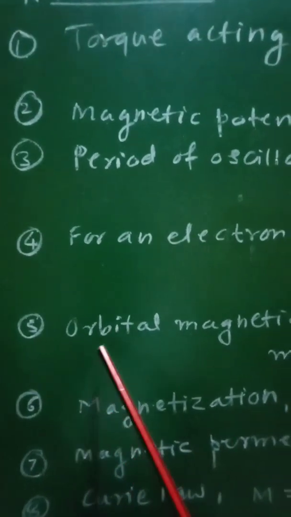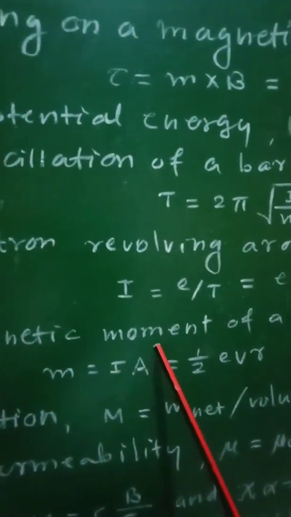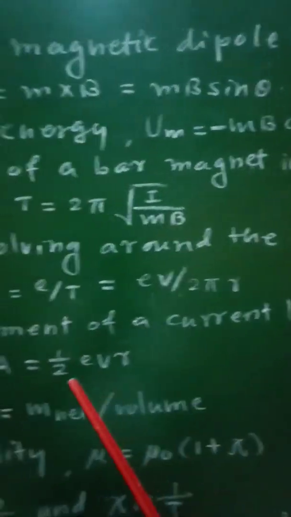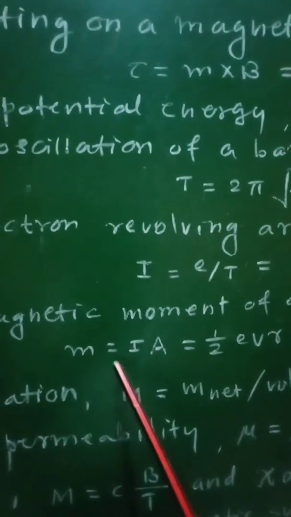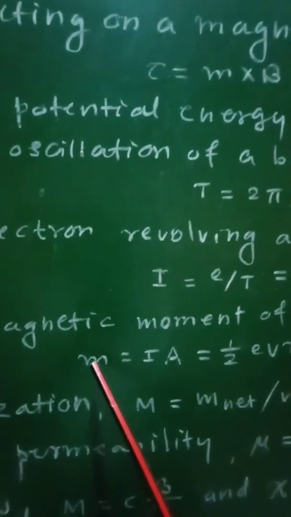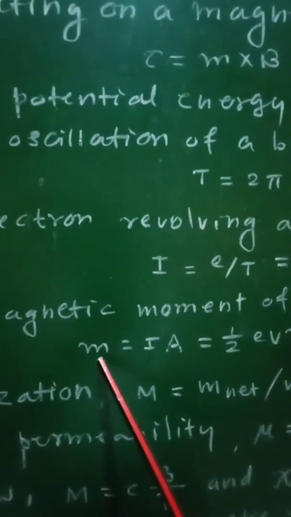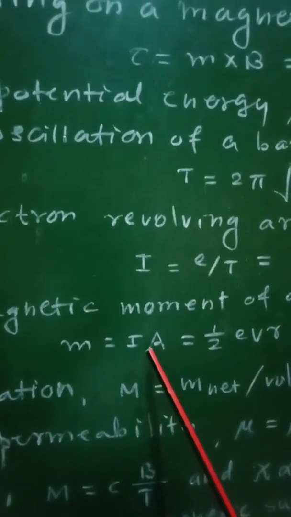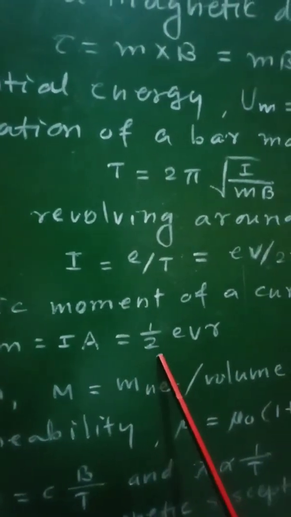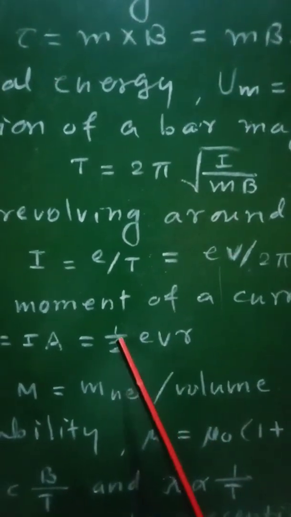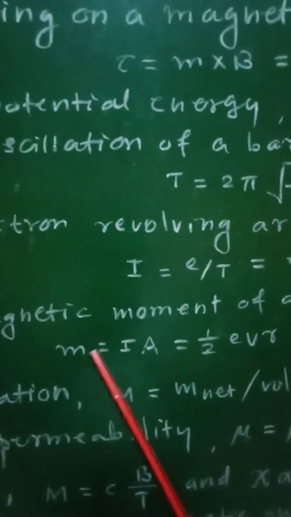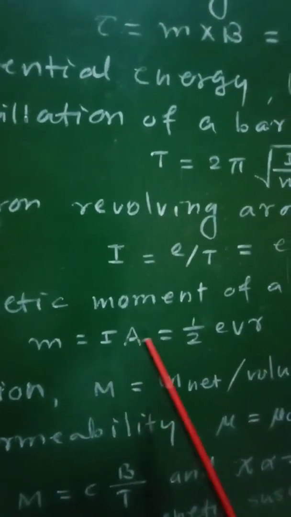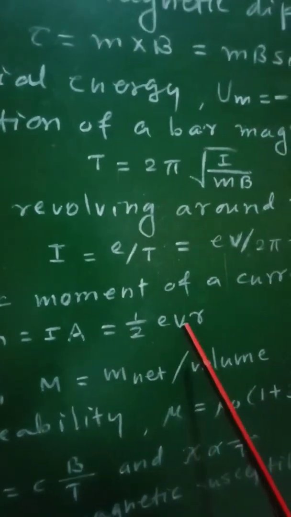Fifth formula gives the orbital magnetic moment of a current loop. Orbital magnetic moment of a current loop is given by the formula m equal to IA, that is magnetic moment m is equal to IA. This will be the formula for any current loop. That will be given as half evr, and therefore the magnetic moment for that current loop m is equal to IA, that is equal to half evr.